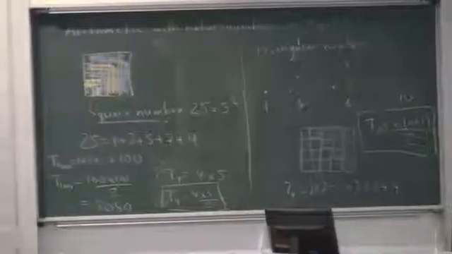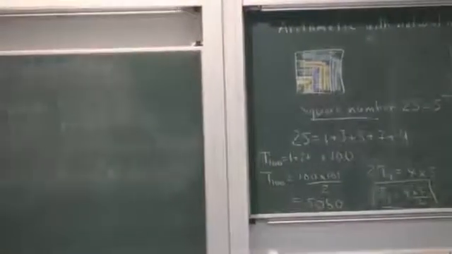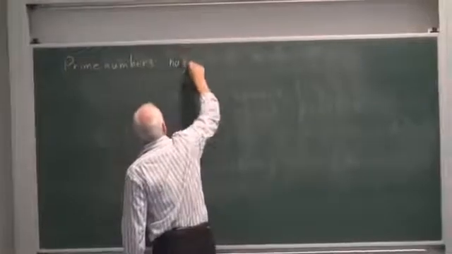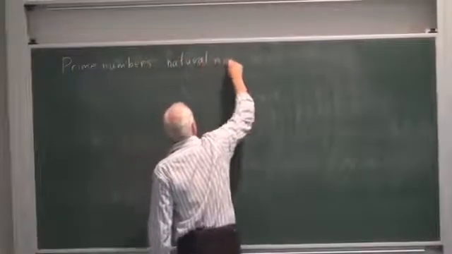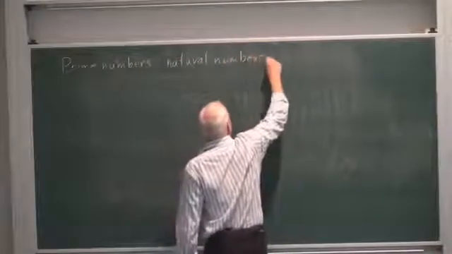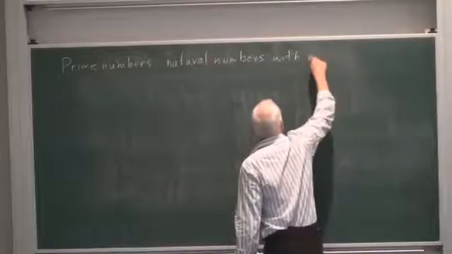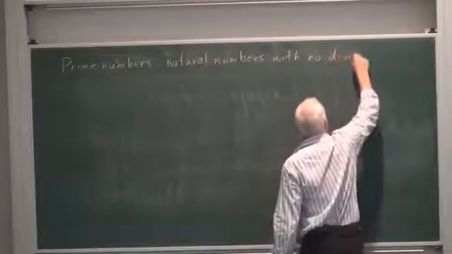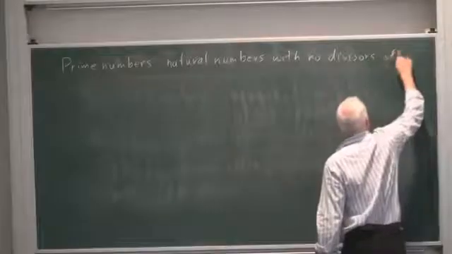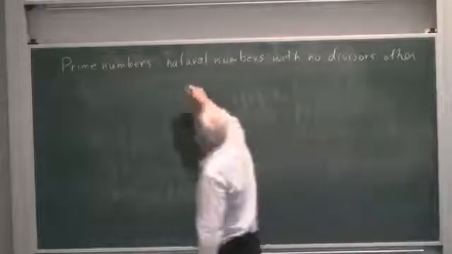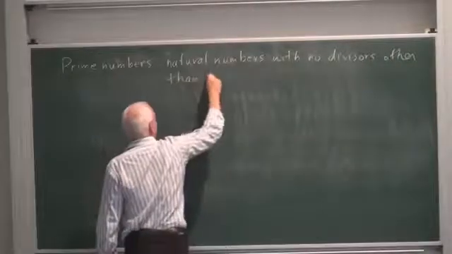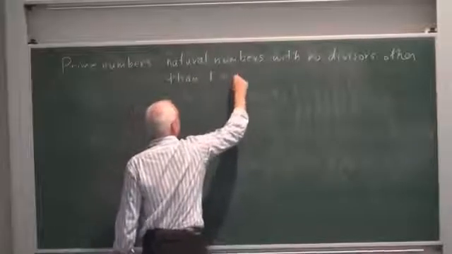So the prime numbers are those natural numbers with no factors or no divisors other than 1 and themselves.